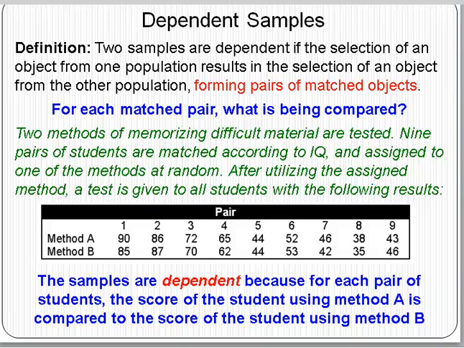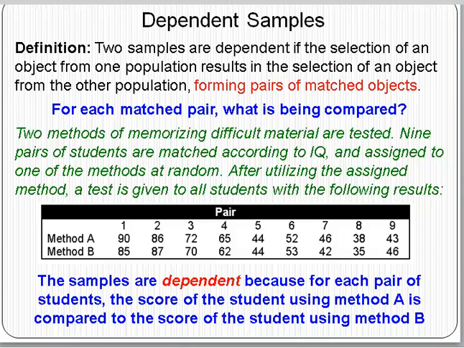Okay, I'm going to take a look at a particular example. To do that, we have to remember what dependent samples are. By definition, dependent samples are samples where the selection of an object from one population results in the selection of an object from the other population, forming matched pairs of objects. One of the key questions to ask is, if you have dependent samples, for each matched pair, what's being compared?